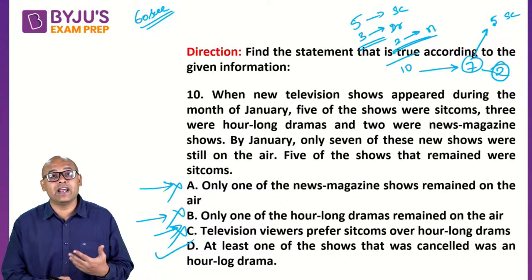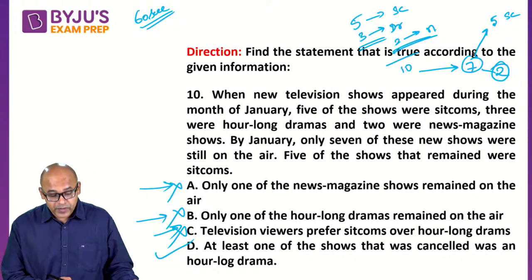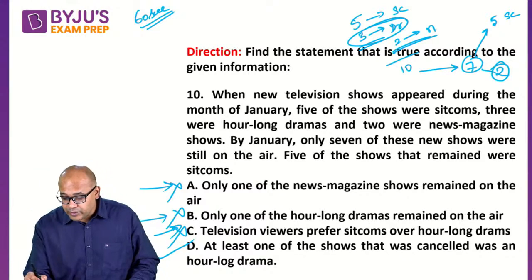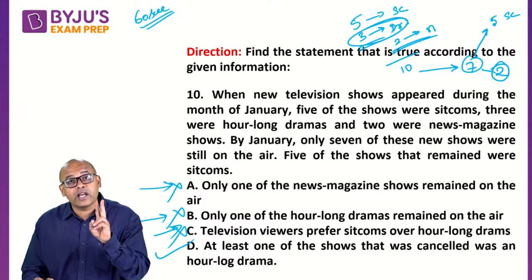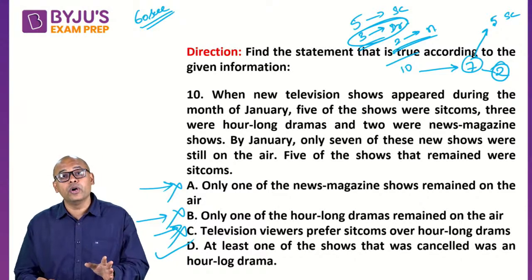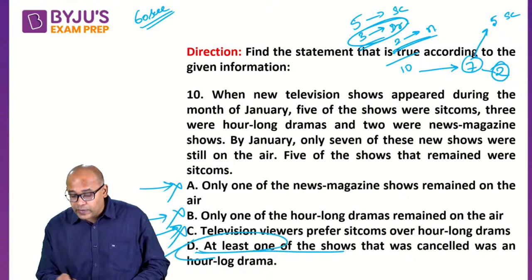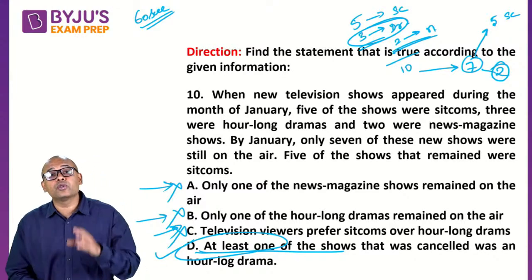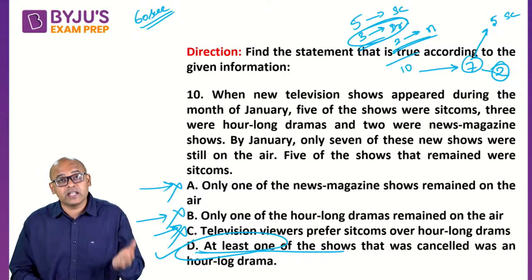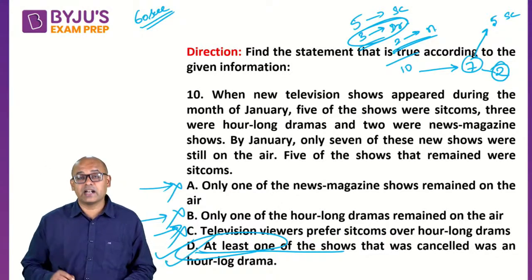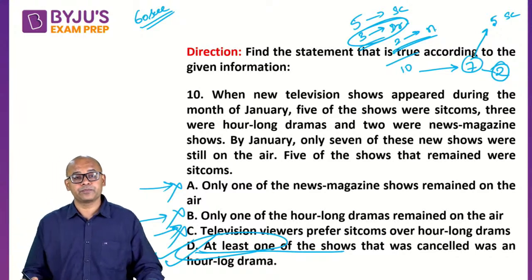But if you look at D and analyze, you'll actually realize it is correct. So at least one of the shows that was cancelled was an hour-long drama. So in dramas, if you see, out of 3 dramas, you have space for only 2. So whatever you do, one has to go. So that's what this statement says. At least 1, which is correct. One has to go, more than one can also go, but minimum 1 has to go. That is what the statement says. Hence the correct answer is option D.